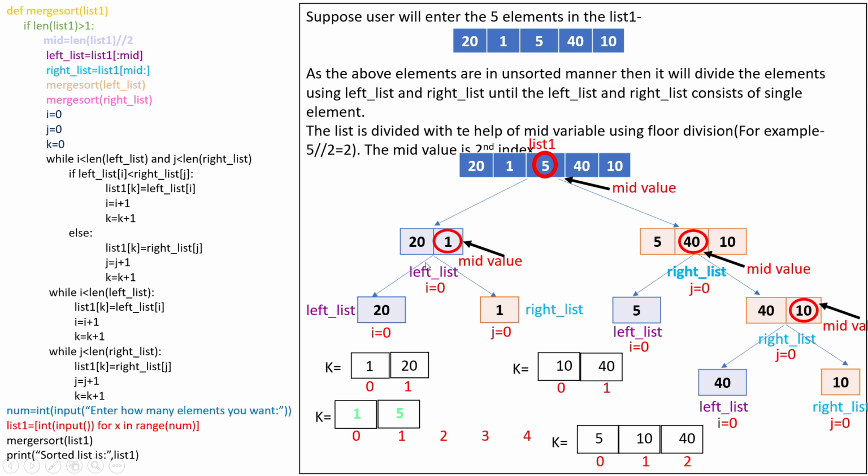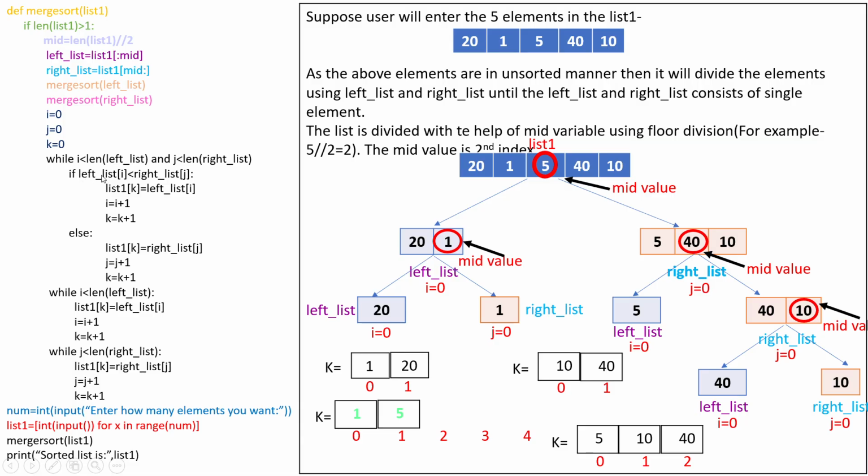Left list has two elements, so 1 less than 2, true. And j is what now? Incremented by 1. So 1 less than length of right list. Right list has 3. 1 less than 3, true. It will come inside the while loop.